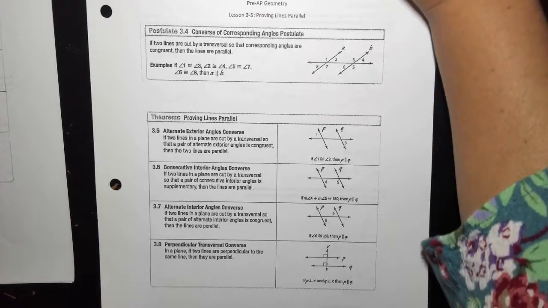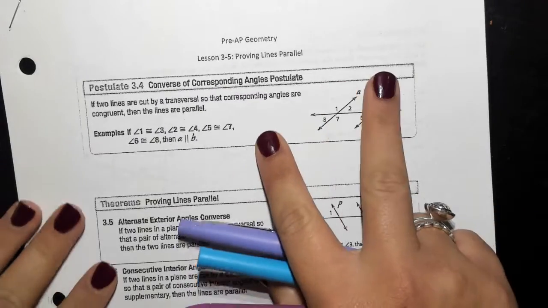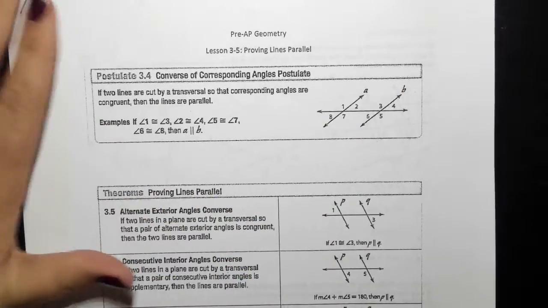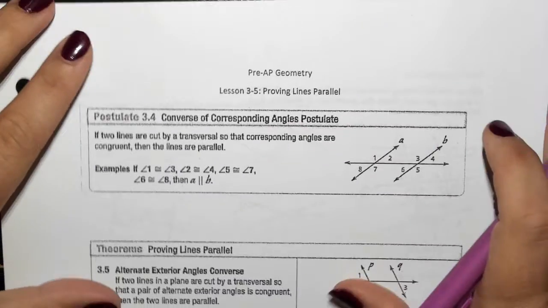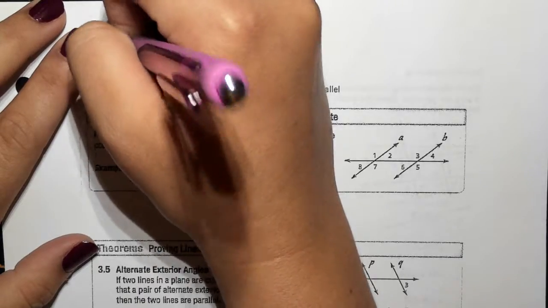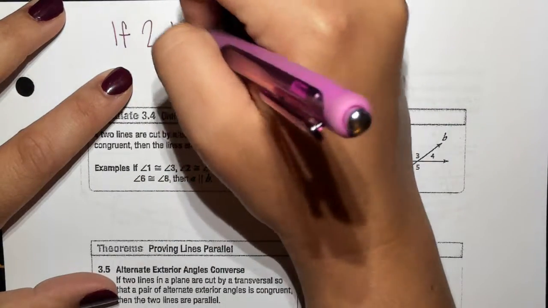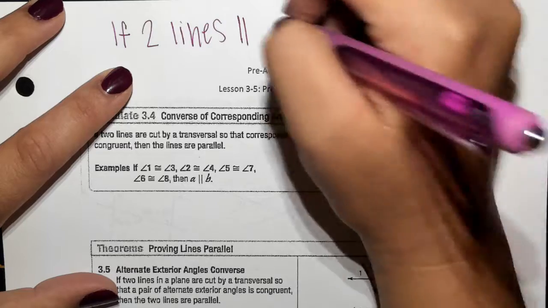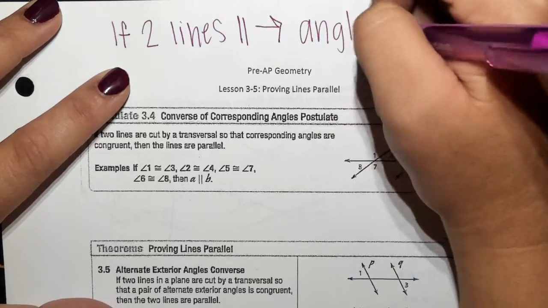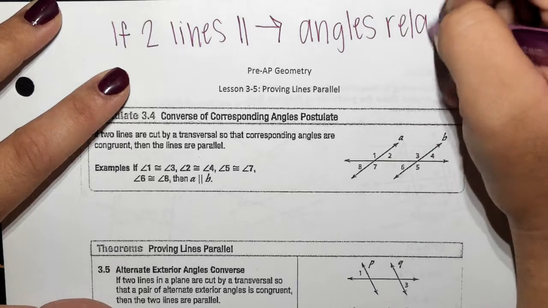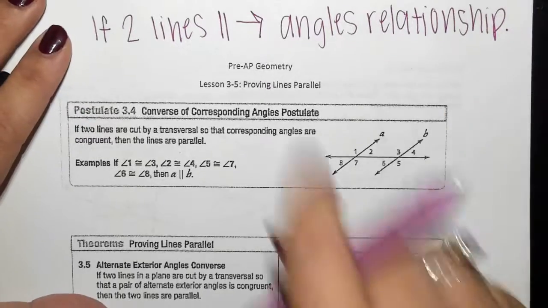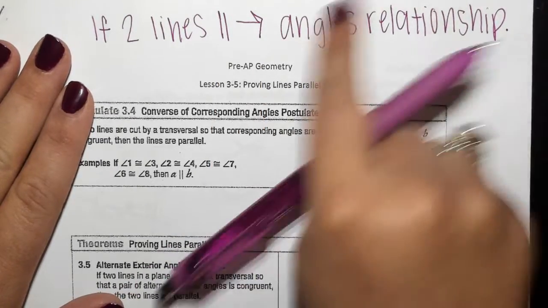Alright guys, so we are starting 3.5, which is our last lesson of chapter 3. Now, I told you there's not anything necessarily new in this lesson. However, what we've been doing the past couple weeks is saying if two lines are parallel, then their angles have certain relationships. So that's what we've been doing the past couple of days. If two lines are parallel and they have a transversal, then the angles have certain relationships.